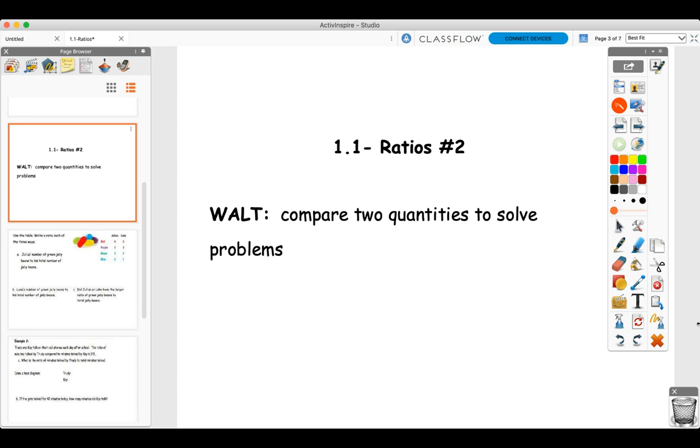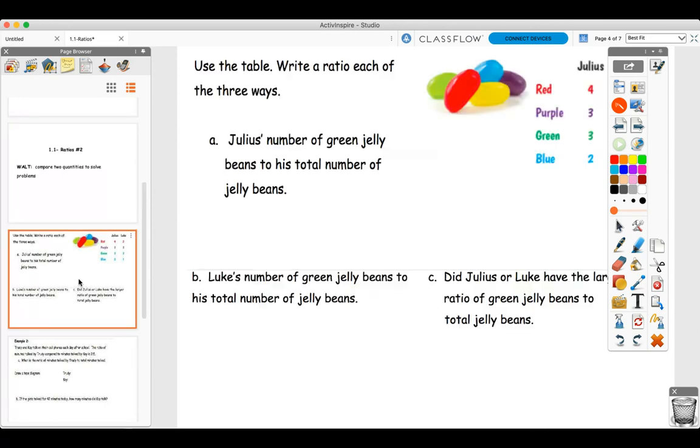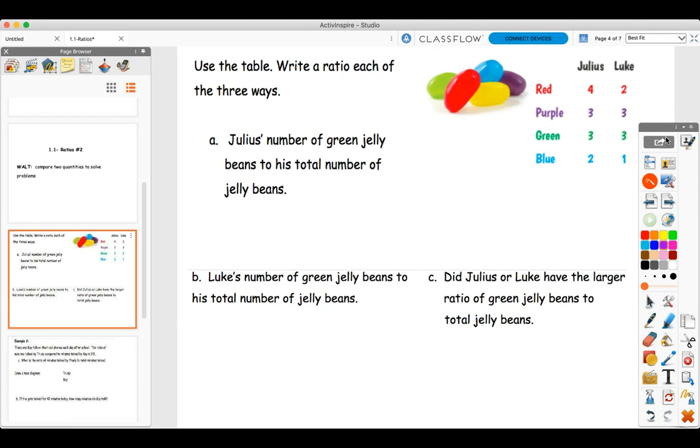Hello everyone, this is the second lesson for section 1.1, ratios, and you'll still be comparing two quantities to solve problems. Okay, so now we're going to have some example problems. That's what today's lesson is mostly going to be, our example problems. So use a table, and that's this table over here. I'll move this away so you can see it.